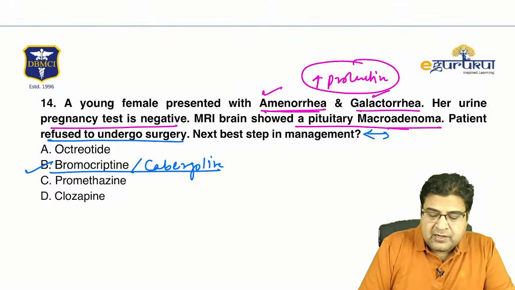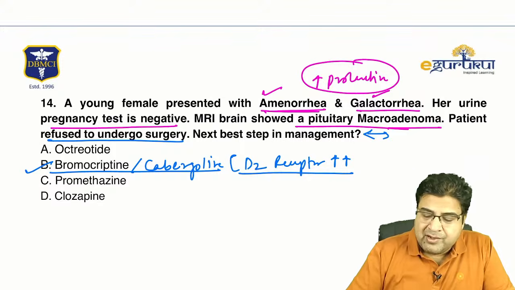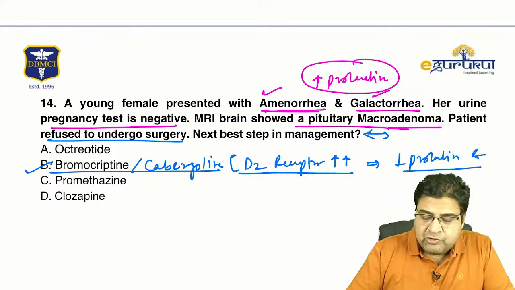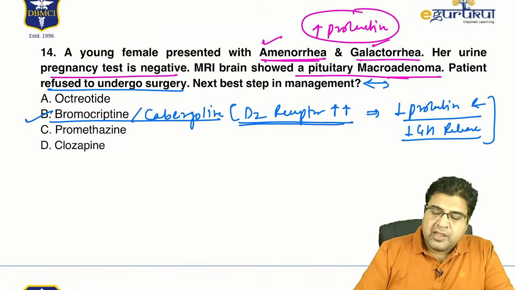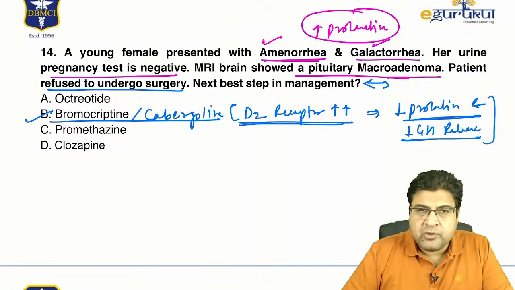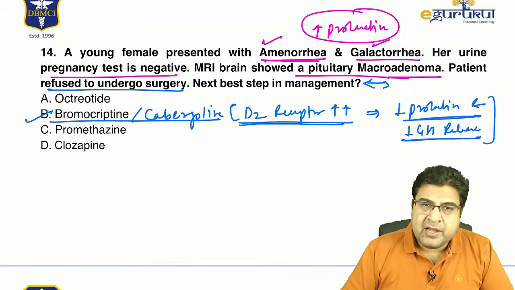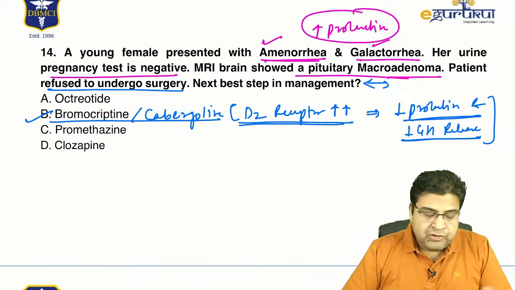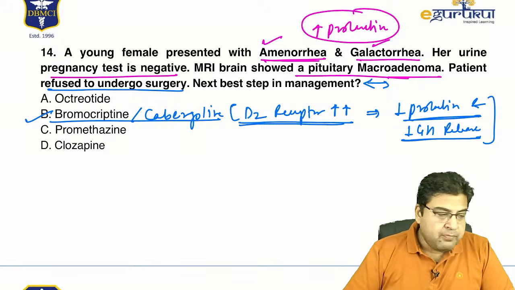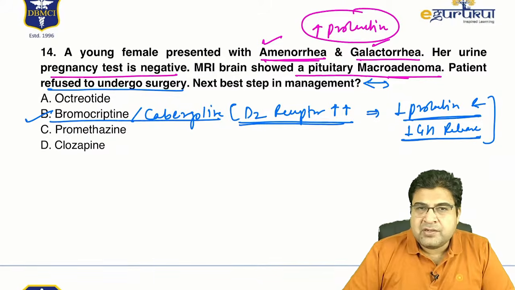These are the medicines that will act on the dopamine 2 receptor, which is a type of inhibitory receptor, and they can inhibit the release of prolactin. Like in the previous question we have covered, they can also inhibit the release of growth hormone. So bromocriptine, cabergoline will be the answer that we can give to this female. So question 14, the answer is B, bromocriptine. We will mark it as the best medicine for this patient.